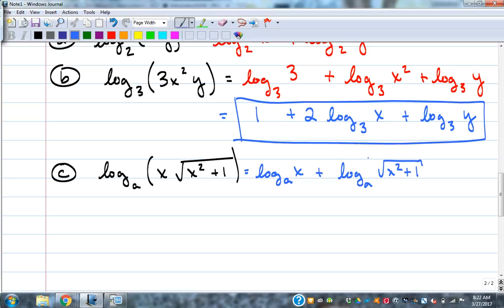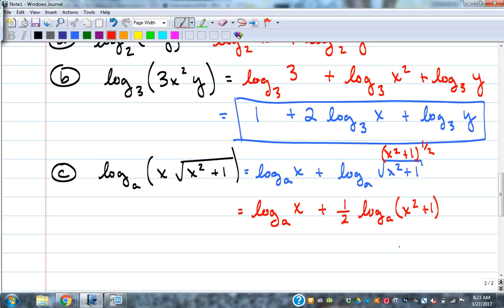Now, here's where most people stop and they're wrong, because this could be broken down one more step. Only one more step. What do we know about the square root? It's the same as to the 1/2 power. So this is x squared plus 1 to the 1/2. So what can that 1/2 do? Drop to the front, just like up here with the x squared. So that ends up being log base a of x plus 1/2 log base a of x squared plus 1.